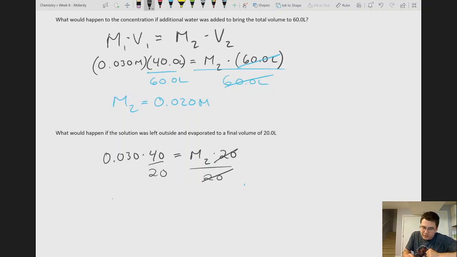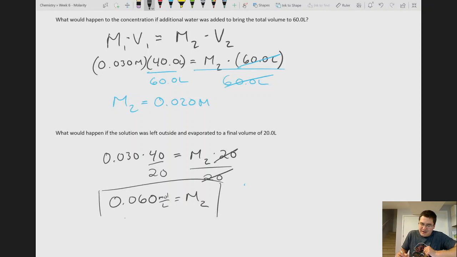So instead of 0.03, I get 0.06, and I should be good. I should put moles per liter or capital M for molar. So this time the concentration went up because you cut the volume in half. Okay, so I'm going to stop the video here.